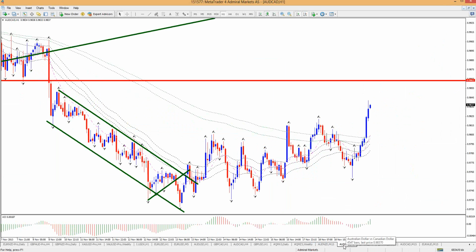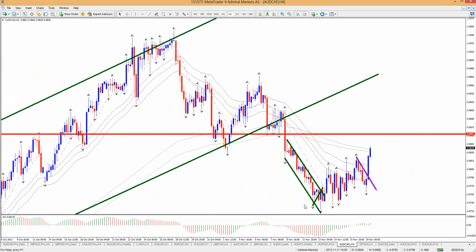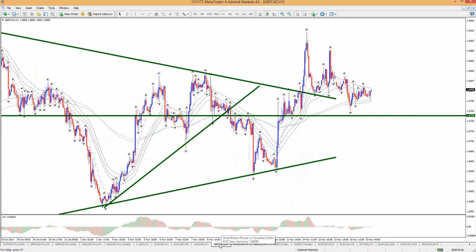What else? Aussie CAD. Aussie CAD had a good breakout, but I was sleeping right here, to the upside. CAD is quite slowish though. Look at this pound CAD. But Aussie CAD had a pretty good breakout.